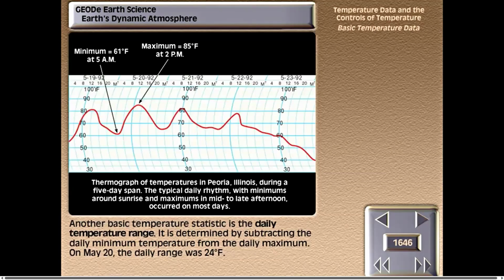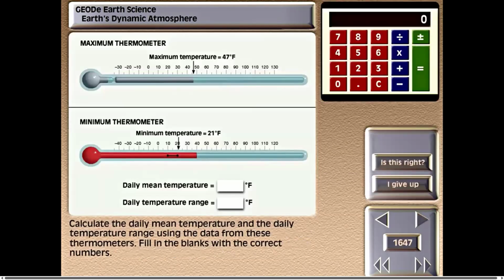Another basic temperature statistic is the daily temperature range. It is determined by subtracting the daily minimum temperature from the daily maximum. On May 20th, the daily range was 24 degrees Fahrenheit. Calculate the daily mean temperature and the daily temperature range using the data from these thermometers. Fill in the blanks with the correct numbers.